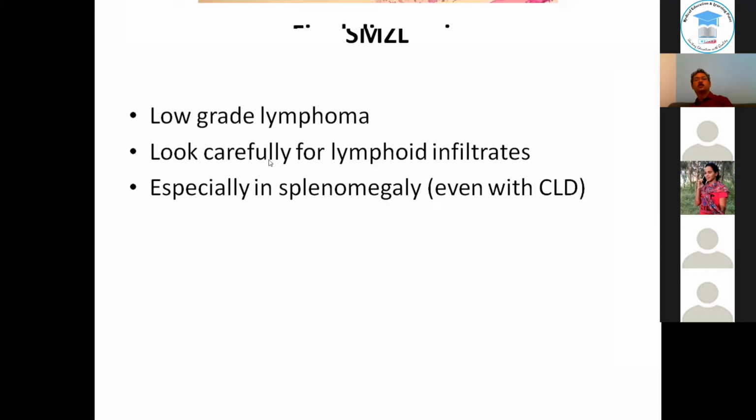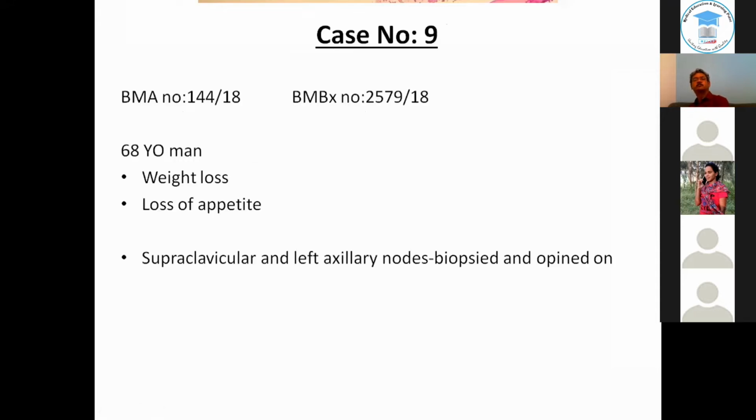So always look carefully for lymphoid infiltrates, especially in splenomegaly, even if the patient has had chronic liver disease. There's nothing to prevent the patient from having 2 diseases at the same time. Chronic liver disease followed by a low-grade lymphoma. Okay, I'm coming towards the end, I think.